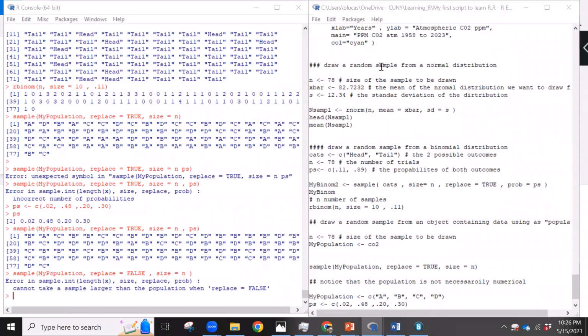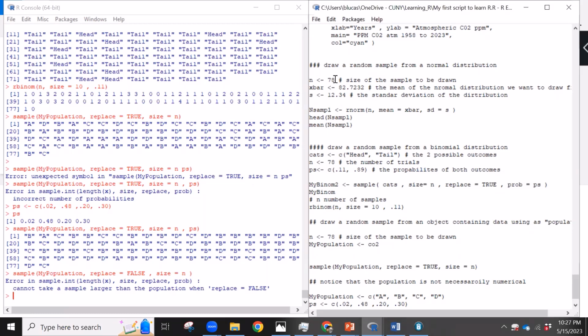Hi, so today we're going to see how we can draw random samples to generate data. In some cases, it can be useful. For example, as we saw in the first few videos, drawing random samples to be able to explore the central limit theorem and other things like this.